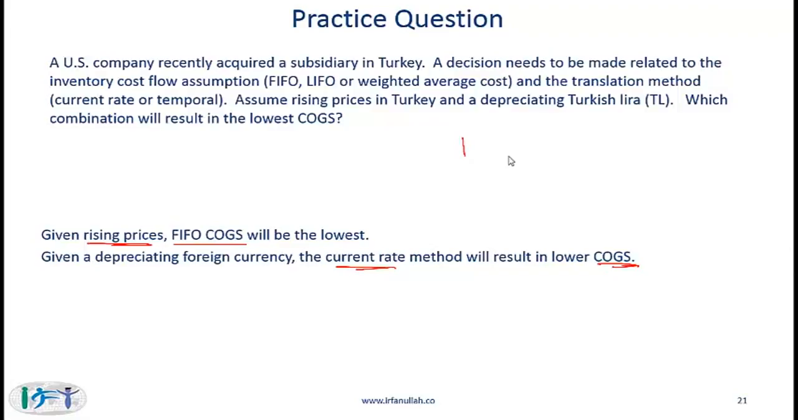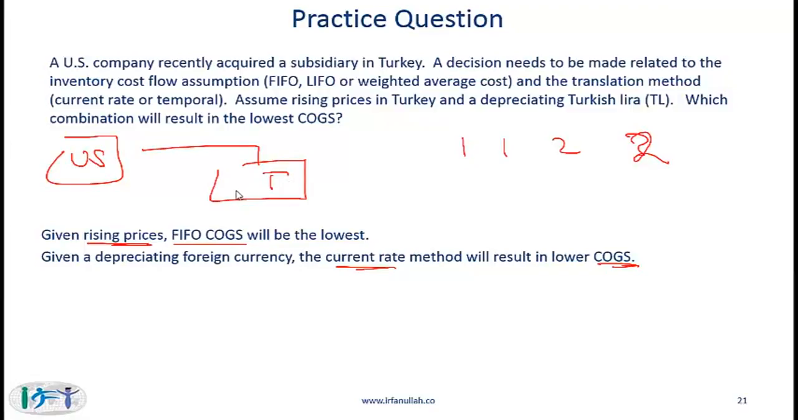And I'll go back to my very simple scenario. We have rising prices, and note that this is a US company with a sub in Turkey. The relevant numbers are the costs in Turkey, the costs related to the subsidiary, and the value of the foreign currency. The inflation rate or the prices in the parent country don't matter in this scenario.